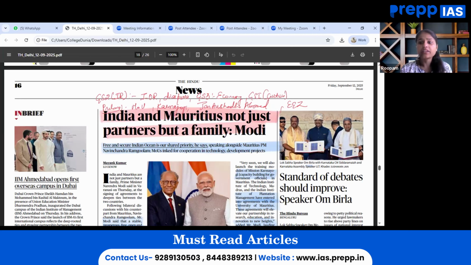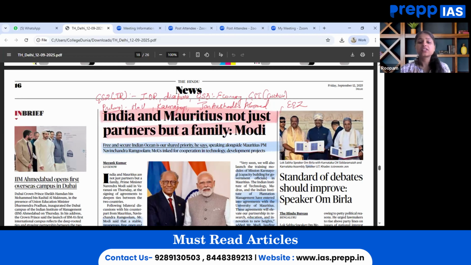From prelims perspective, the MOUs that we have signed with Mauritius in the form of establishing educational institutions, or missions such as Karam Yogi that are also being launched there. Then the launching of the digital platform in abroad. So all these things can be explored, read and revised while going through this particular article.